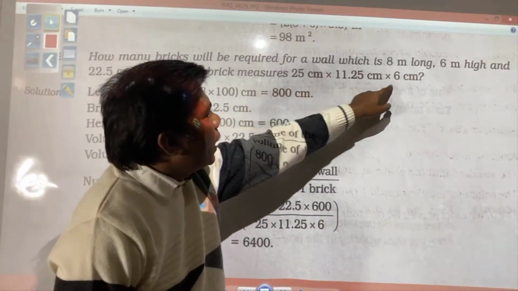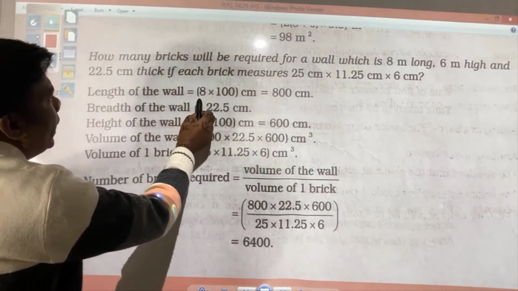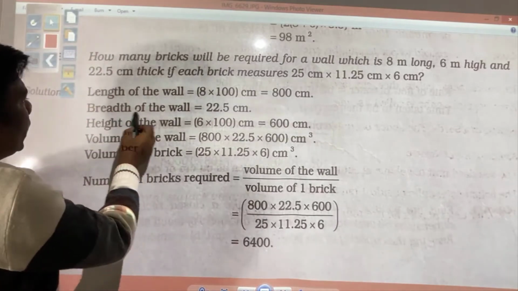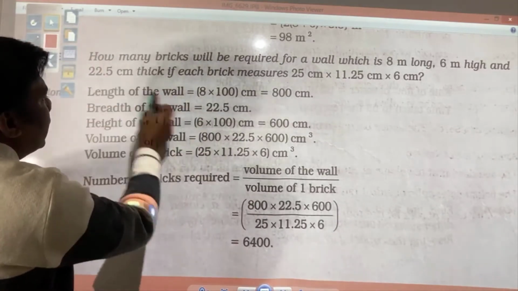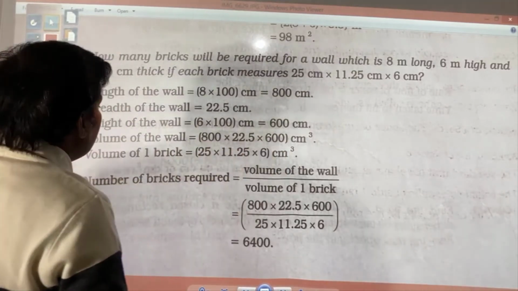Here centimeters are there, so that is required to be made equal. So length of the wall is 8 into 100, it should be made, so that it will be 800 centimeter. Breadth of the wall 22.5 centimeter. Height of the wall 6 into 100, that will be 600 centimeter.